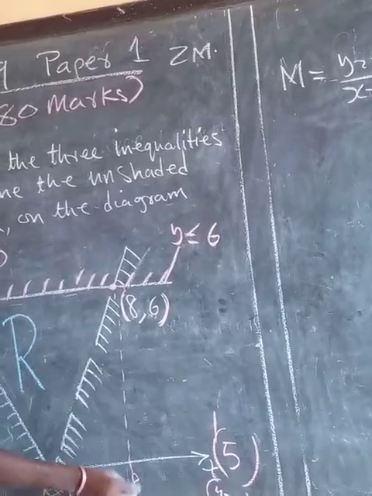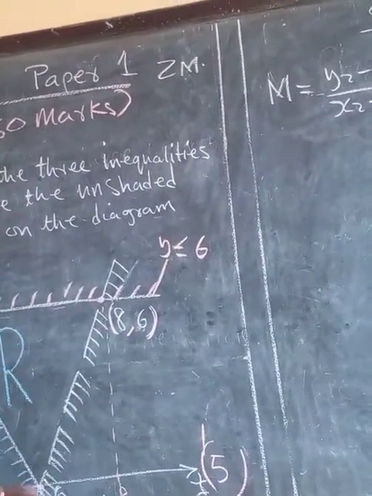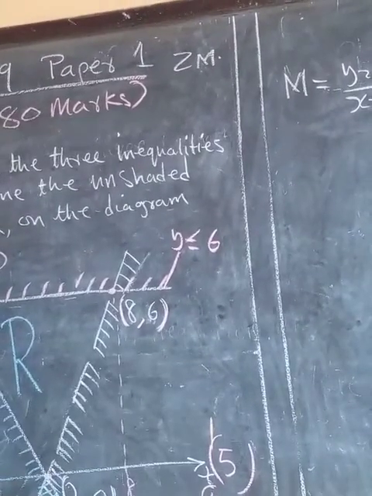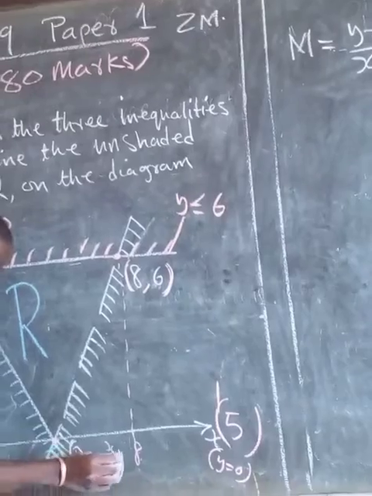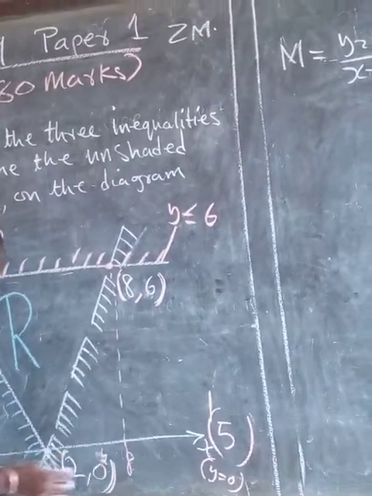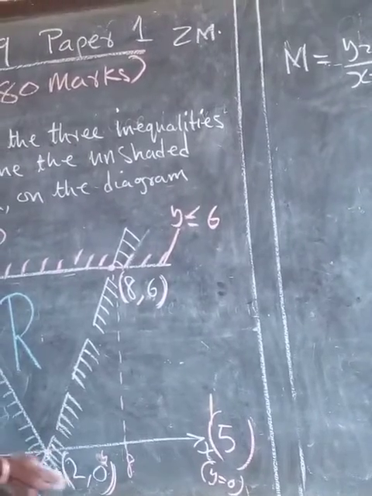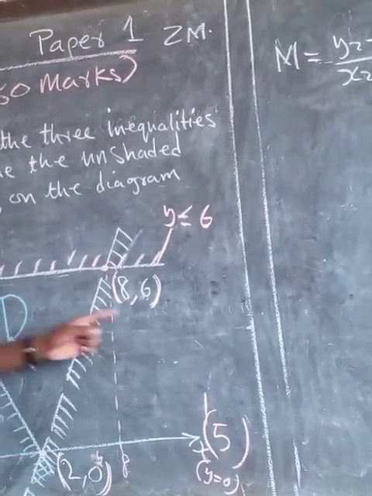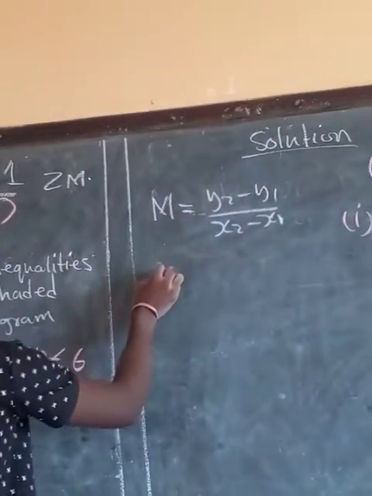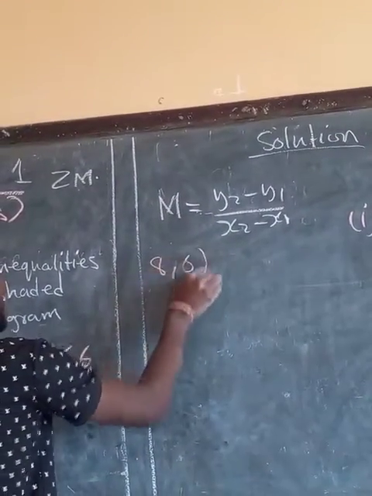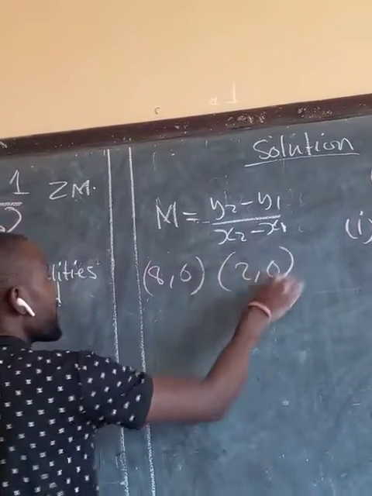That's why we have 8, 6, which is here. And then the other point is here. So here we know already that it is 2, 0. This 0 is my y. We know that on the x-axis, y is equal to 0. No wonder it's just 2, 0 here. So we get these coordinates. We say we have these two coordinates, which is 8, 6, and we have another one which is 2, 0.